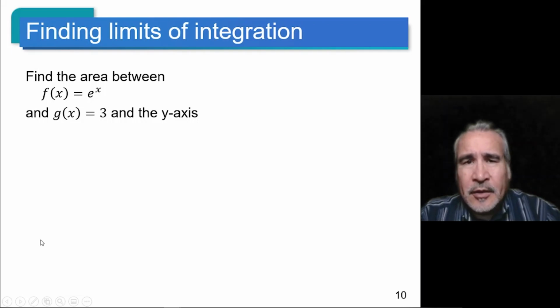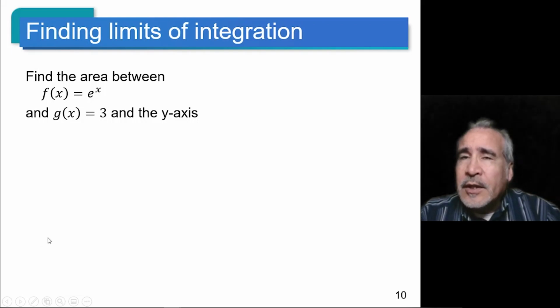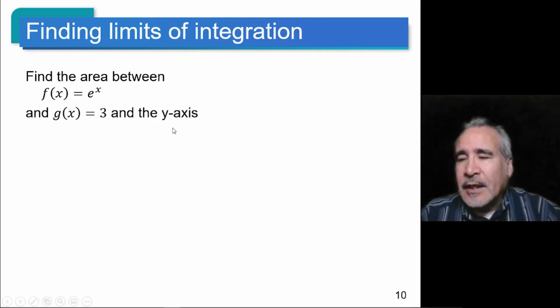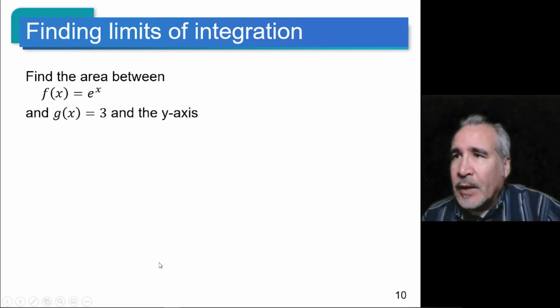This one will be a little simpler. We're going to do the same thing. We want the area between e of x, which is e to the x, and g of x equals 3, and the y-axis. And here you'll see why we throw in the y-axis.